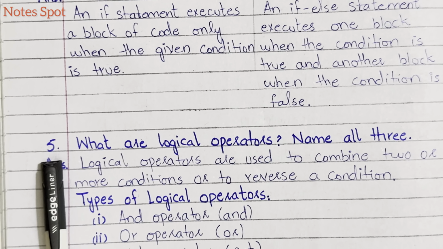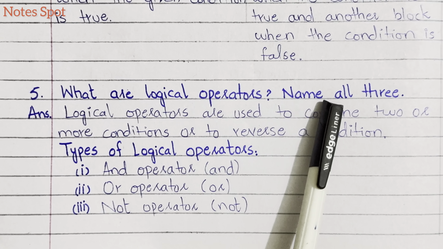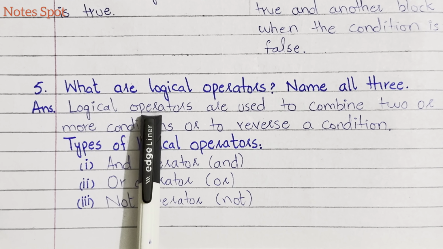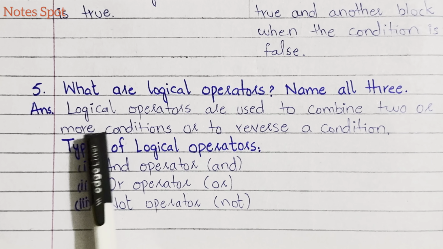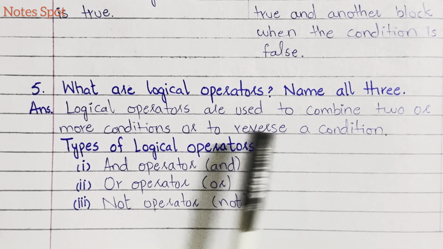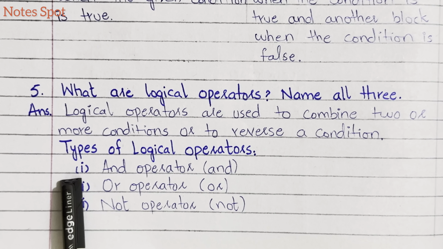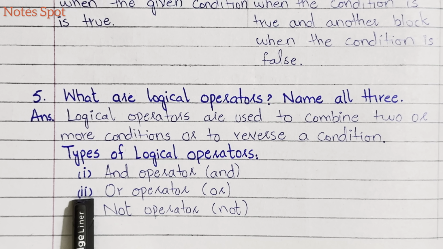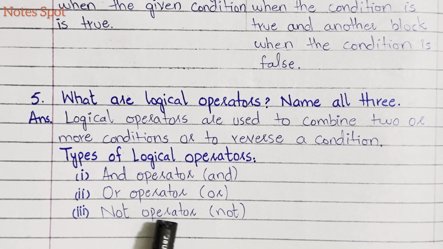Question number 5, what are logical operators? Name all 3. Answer: logical operators are used to combine 2 or more conditions or to reverse a condition. Types of logical operator. First one is AND operator. Second, OR operator. Third one is NOT operator.